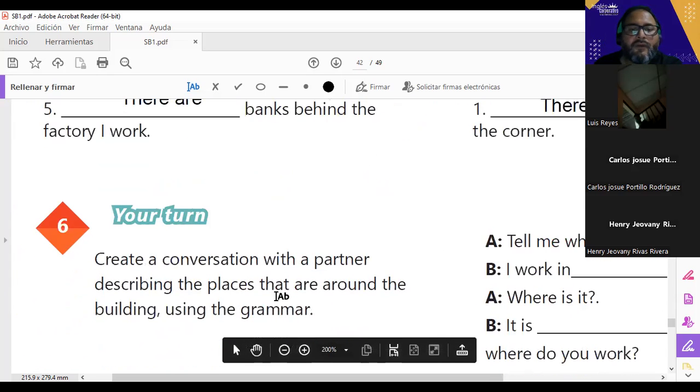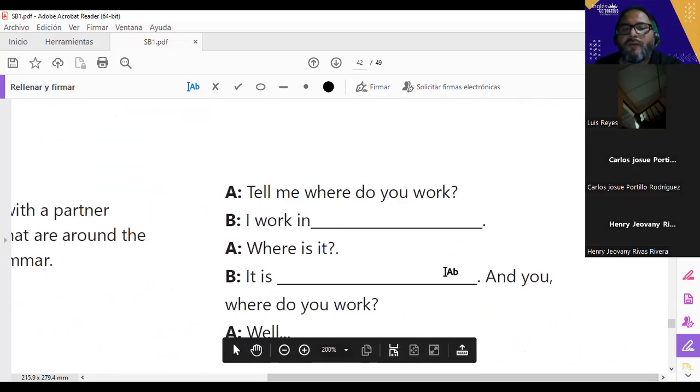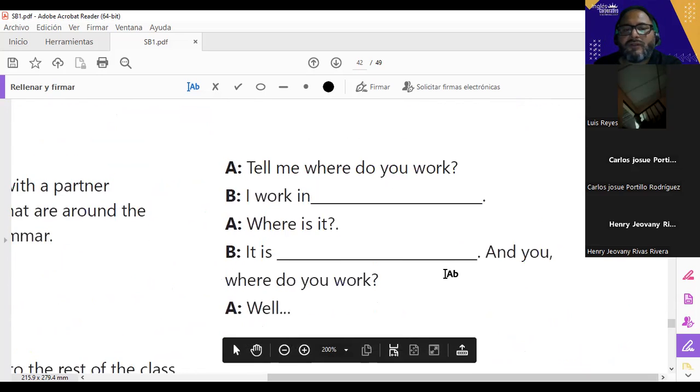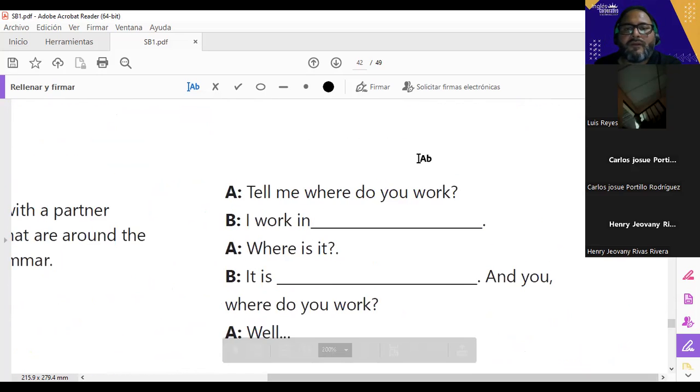Now your turn. Create a conversation to describe places that are around the building. Use the grammar. But before going to this part, actually, you're going to work in pairs. That is, we're going to go over it this way.